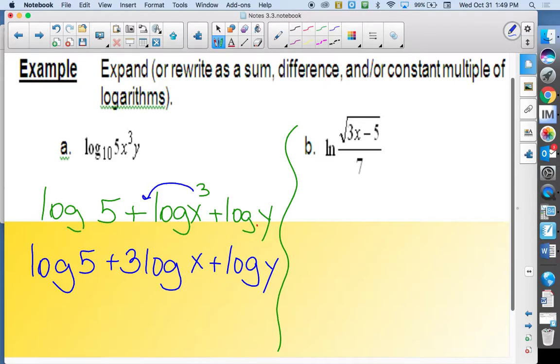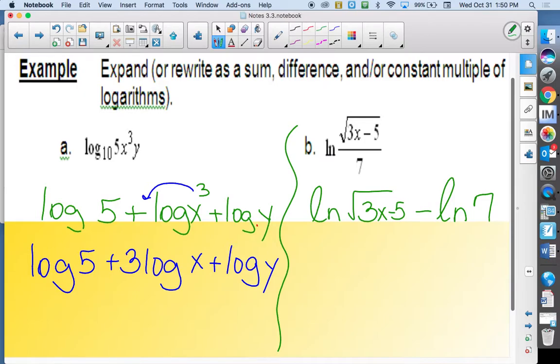So the second one, we have the natural log of the square root of 3x minus 5, and then divided by 7. Alex, what do you think for me? Well, you could use that second problem. Yeah. So it'd be ln of the square root of 3x minus 5 minus 7. Good. So minus the natural log of 7. Can you do anything else to simplify it?